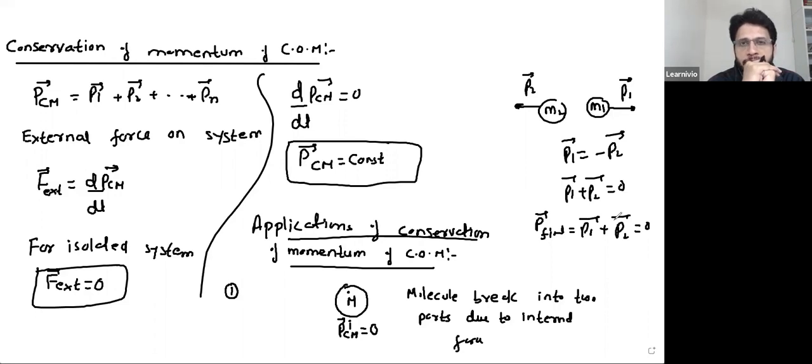Is it clear? Yes, sir. If it breaks into two parts, then they will move in opposite directions. But if it breaks into n parts, then those n parts can move in any direction. They will move in a way that if you add the final momentum of the individual particles, it will add up to 0. Because external force is not acting on the system, so its momentum should remain conserved.